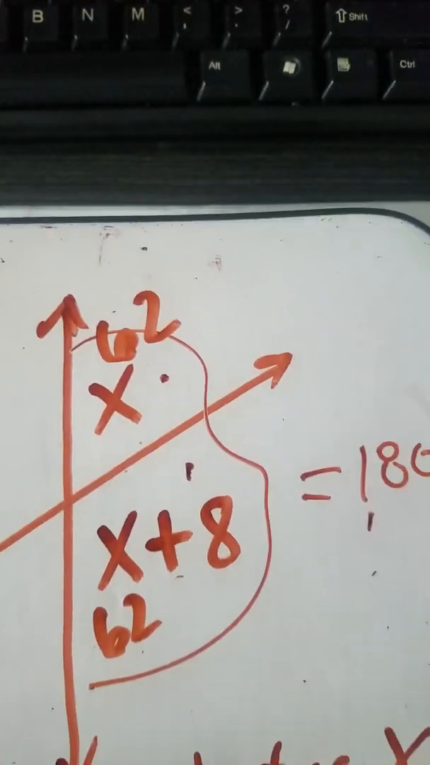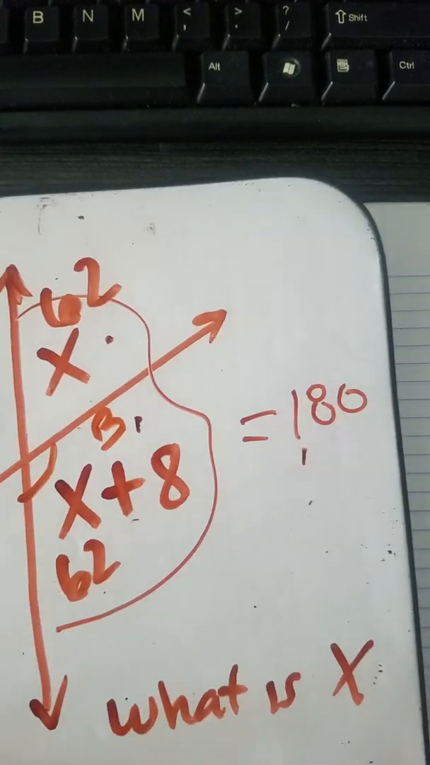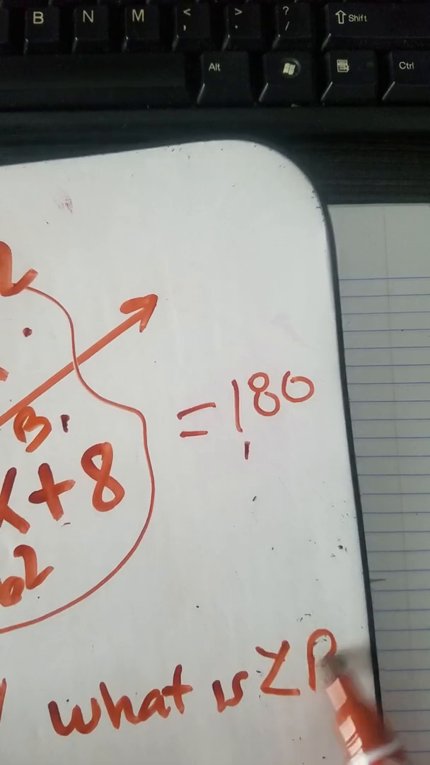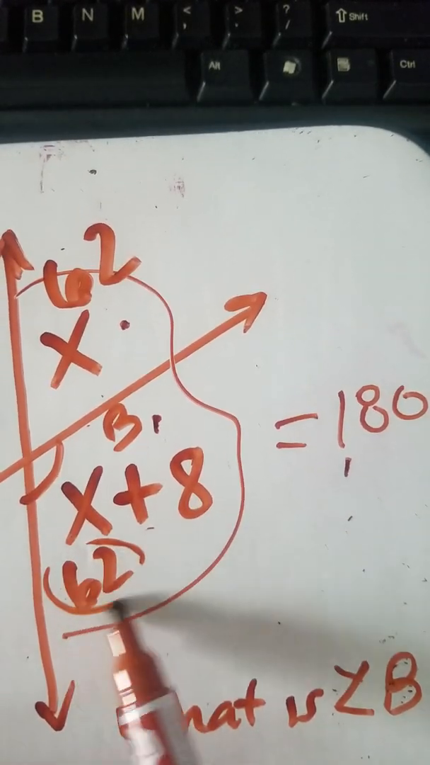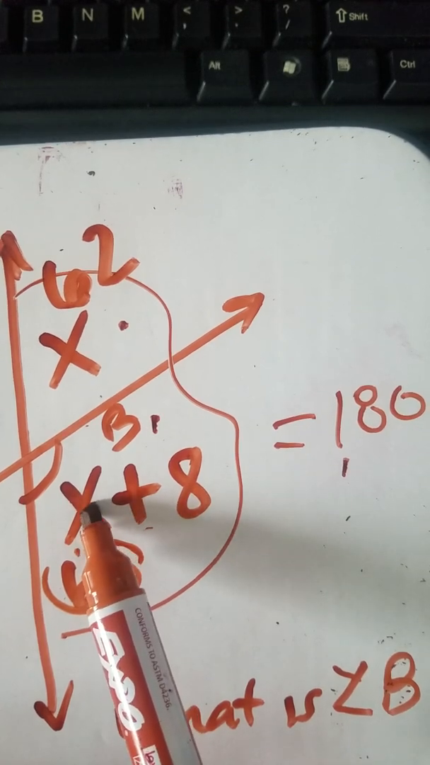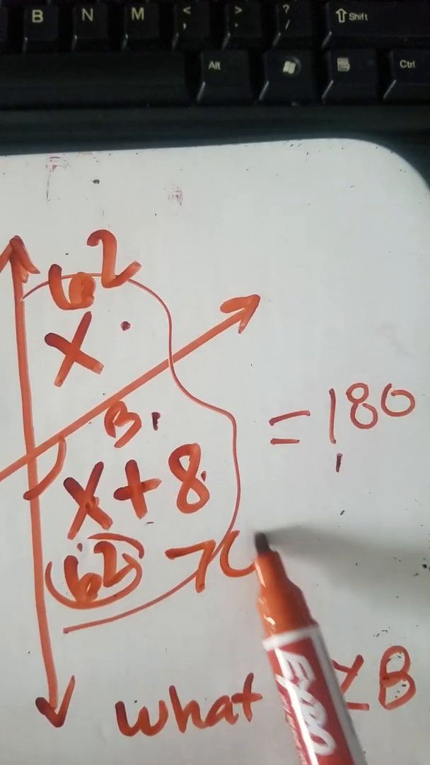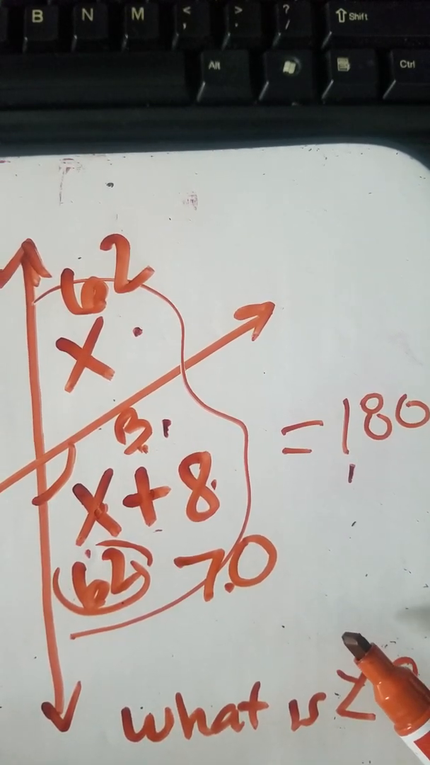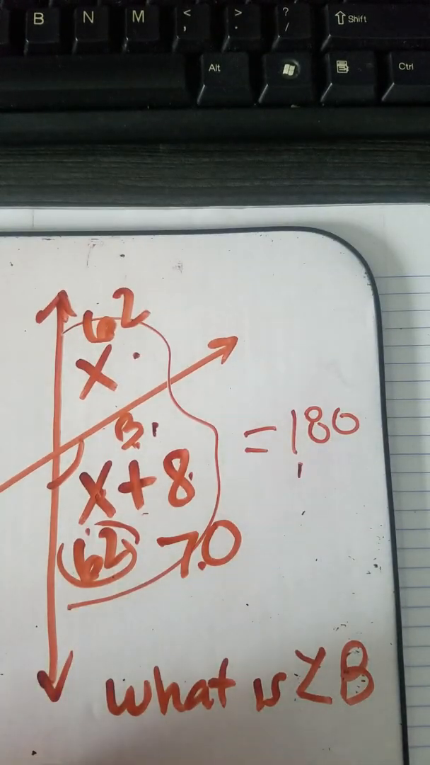Now, if this question was, what is x? But let's say the question is, what is angle B? You always have to read the questions carefully. If I say, what is angle B? Well, the answer is not going to be 62. You're going to get the 62 and plug it into the x. And then it's 62 plus 8, which is 70. That's angle B. That will be your answer. Okay? And then that's it, guys. Very simple.